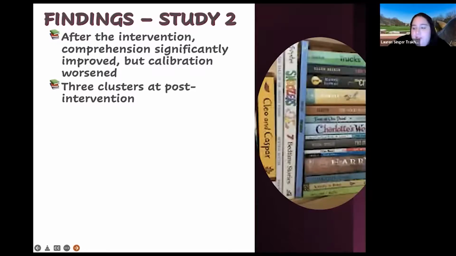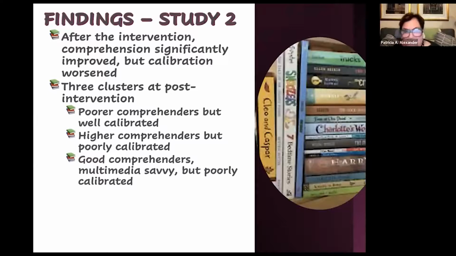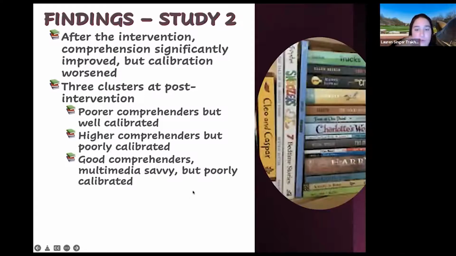Post-intervention, we found 3 clusters, and these are different clusters with different identities that I'll go through. The first cluster was poor comprehenders, but well-calibrated. The next were high comprehenders, but poorly calibrated. I like that first one, Lauren, I should say, because they're bad and they know they're bad. Yeah. The first one knows themselves. They may not be the best comprehenders, but they know it. And I give them credit for that. That's right. Now, unfortunately, the third group, they were good comprehenders, not the best, but good. They were multimedia savvy, so they were able to navigate the print and the visuals well. However, they were not good judges of their performance again.